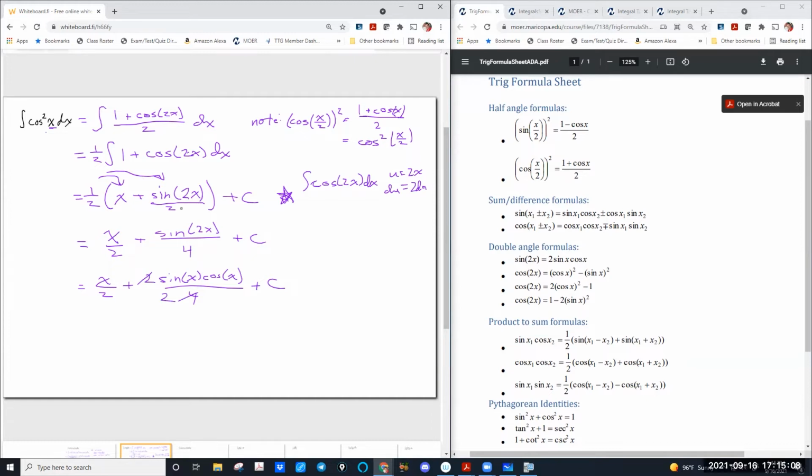So if you wanted to not have 2x in your final answer, go to your trig formula sheet and convert it back. Not required. This is a correct antiderivative, but absolutely you can if you want to make it look a little bit more like the original. All right.